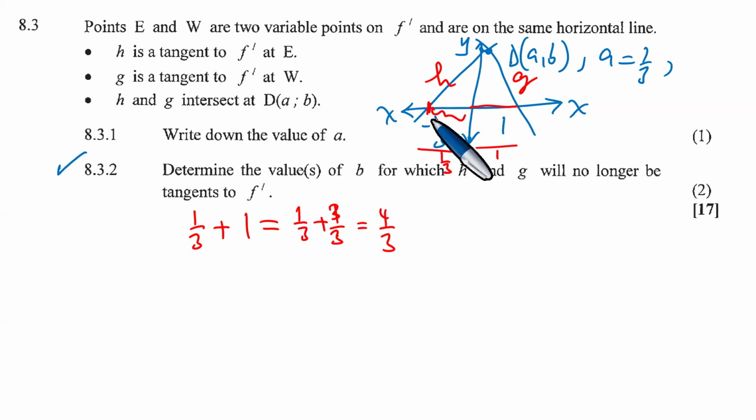And now if we can allow B to be such that the distance from here to there is exactly 4/3, and we take the same distance.